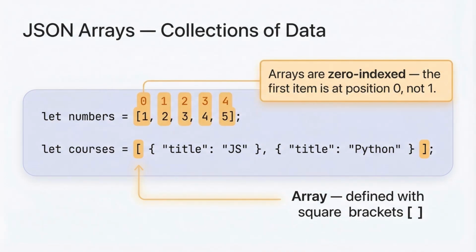One critical thing to know about arrays, they are zero-indexed. That means the first element is at index 0, the second is at index 1, and so on. This trips up beginners constantly. If you have 5 items in an array, their indices are 0 through 4, not 1 through 5. When you access array data, you use this index number inside square brackets to retrieve a specific item.